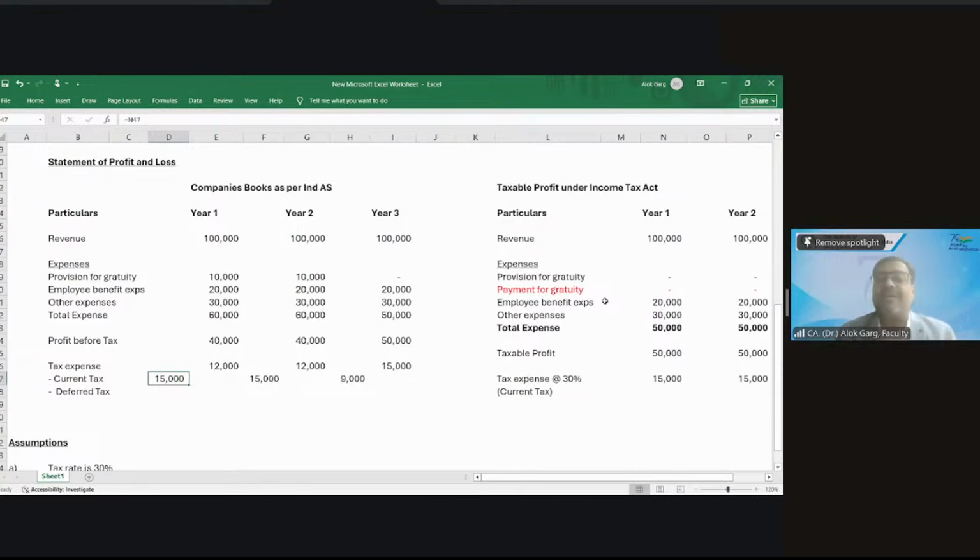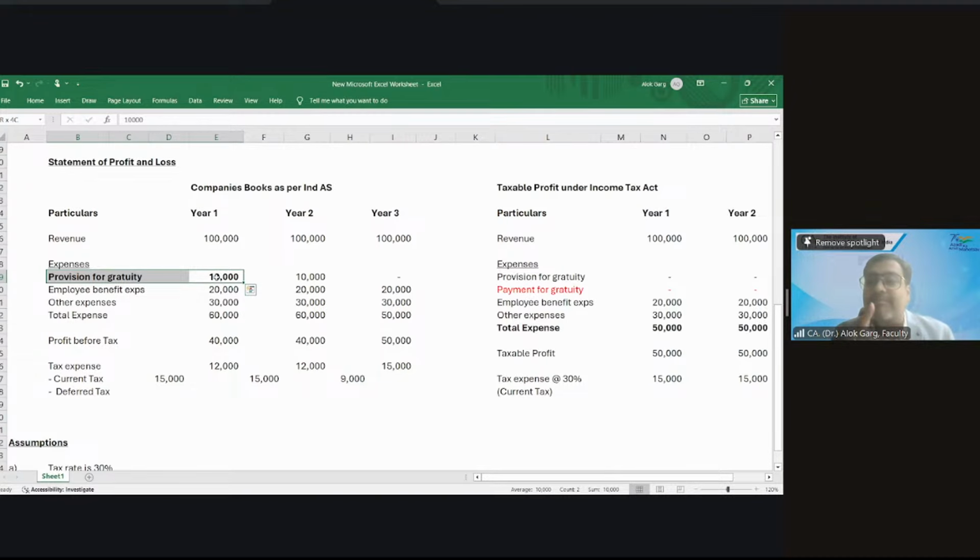So my current tax is 15,000 in the current year. What should be my deferred tax? My expense should be 12,000. Minus 3,000. Yes, minus 3,000. 3,000 means, if you will see here, my accounting profit is 40,000, and since my 10,000 provision for gratuity is disallowed, what is the tax impact on 10,000? 10,000 multiplied by 30%, 3,000, right?